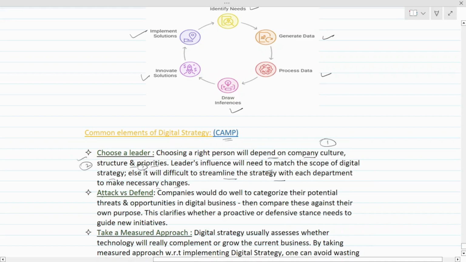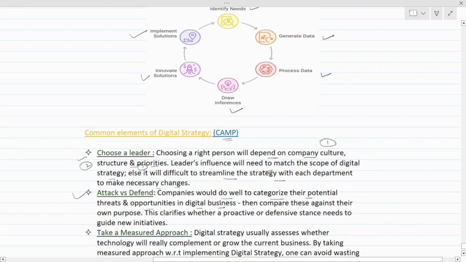The second one is attack versus defend. So A here stands for attack. Just for remembering this, I have taken one keyword from it. So the second one is attack, and the comparison is between attack versus defend. So what exactly is it trying to say? Companies who do well categorize their potential threats and opportunities in digital business, right?